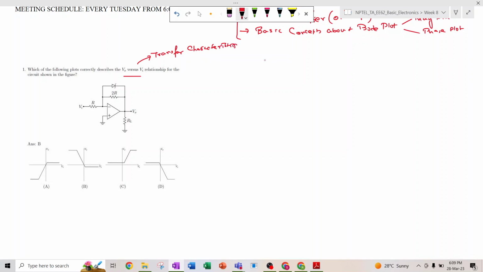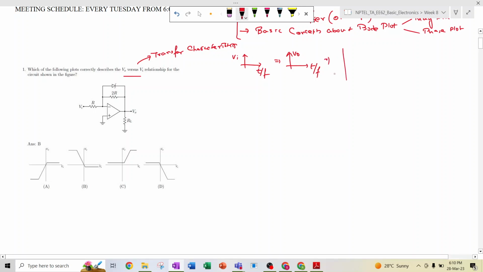Basically, we have certain categories. Suppose we have some input Vi with respect to t, and then we get some output with respect to t. It can be time domain or frequency domain as well. These are the normal characteristics, but when we plot the output characteristics with respect to the input characteristics, it is known as the transfer characteristics. So in this question, it is asked about the transfer characteristics for the circuit given in the figure.